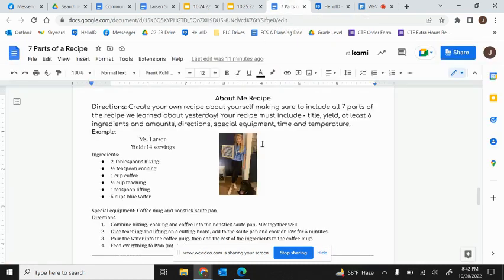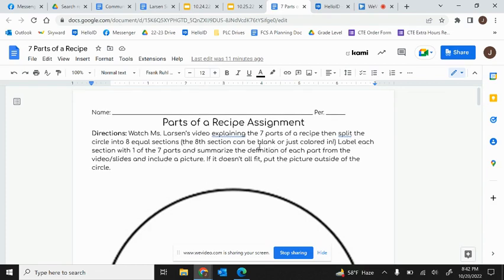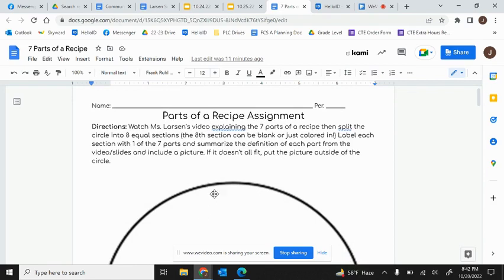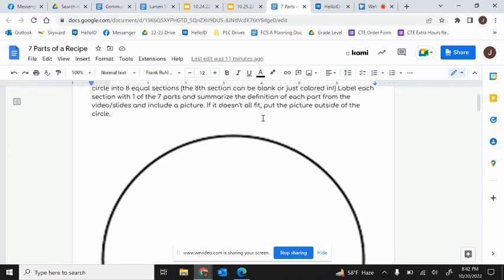Okay, now, assignment. It's 1 page, front and back. You can do it. So, directions. Watch Miss Larson's video explaining the 7 parts of a recipe. Check. You did it. Split this circle into 8 equal sections. The 8th section will be blank, or you can color it in or do whatever you want in it. You're going to label each section with one of the 7 parts and summarize the definition of each part from the video and the slides, and include a picture. If it doesn't all fit, you can put the picture outside the circle.